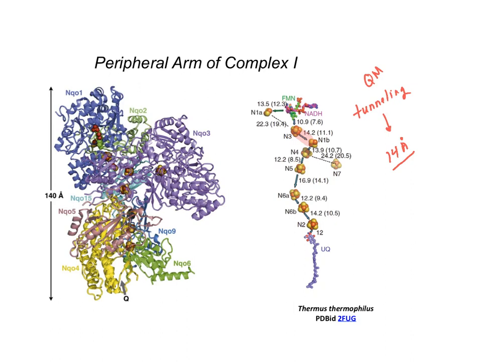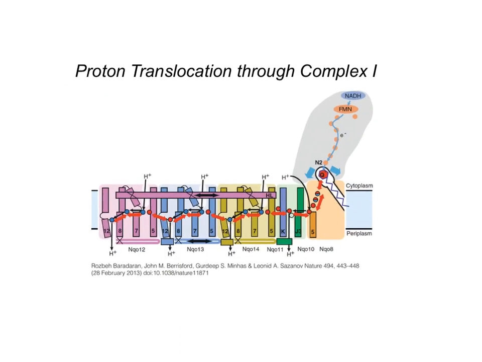Okay, so overall, with respect to going from our NADH to our coenzyme Q, down our little arm of complex 1, we traverse about 140 angstroms, and again, that is accomplished via the action of all of these iron sulfur clusters. Okay, so that's great. That is the electron transfer properties of complex 1.